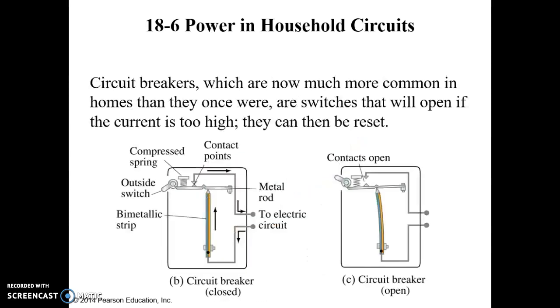Circuit breakers, which are now more common in homes than they once were, are switches that will open if the current's too high. They can also be reset, which is better than buying a new fuse. Figure B to the left is everything's okay. But then figure C to the right means the circuit is open because too much current went through it and it bent a metallic strip. Now all you have to do to reset it is just push down that switch.